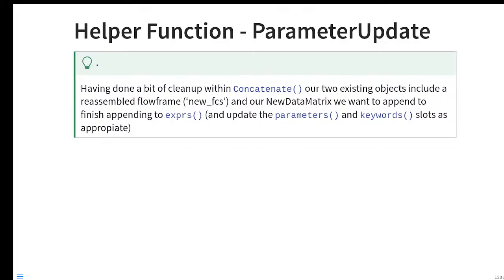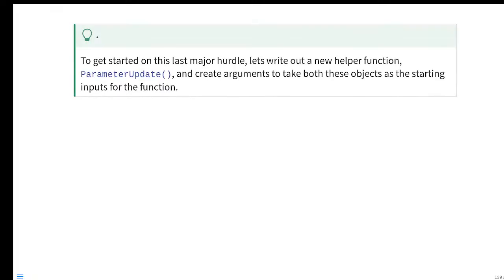We have 2 existing objects within it: the reassembled flow frame, new FCS, as well as that new data matrix that we want to be able to put into Exprs, but we first need to make sure to update the parameter slots and the keyword slots to reflect this. So let's go ahead and tackle the last major hurdle. We need to be able to update those parameters, so we're going to do a little helper function for parameter update.